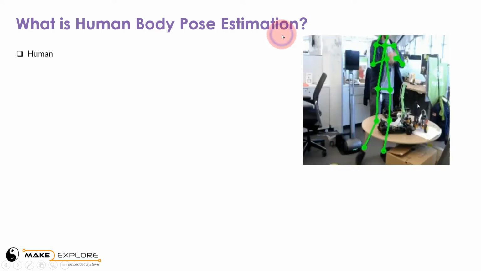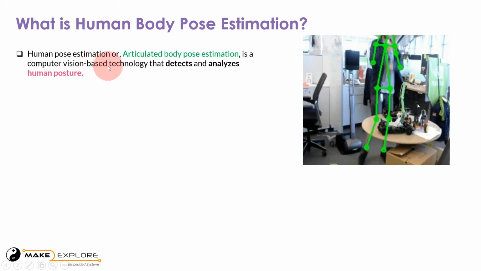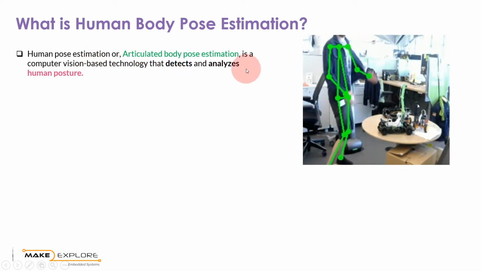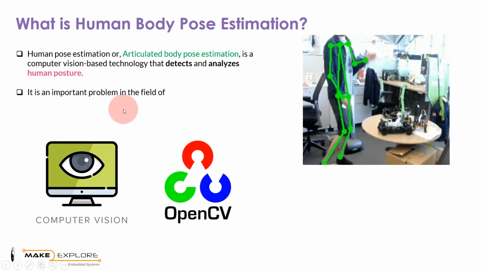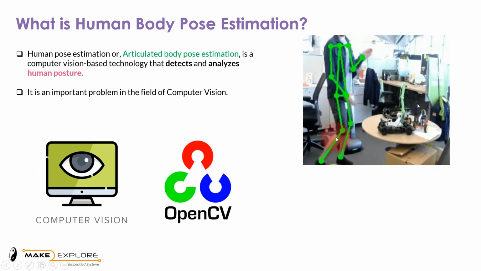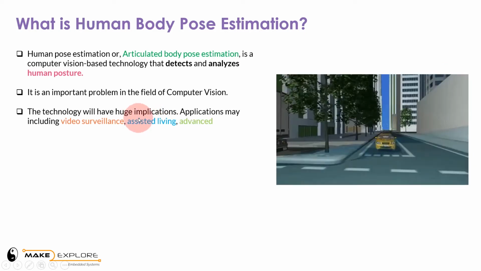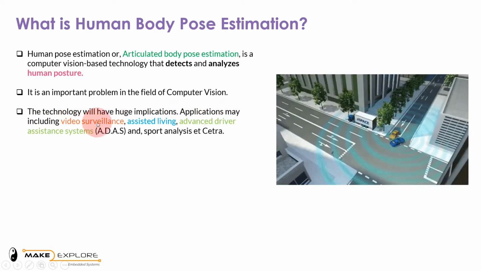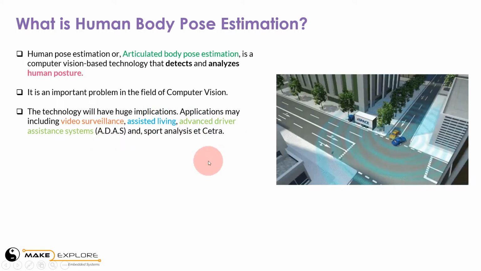Human pose estimation, or articulated body pose estimation, is a computer vision-based technology that detects and analyzes human posture. It is an important problem in the field of computer vision. Imagine being able to track a person's every small movement and do a biomechanical analysis in real time. The technology will have huge implications. Applications may include video surveillance, assisted living, advanced driver assistance systems, ADAS, and sport analysis, etc.